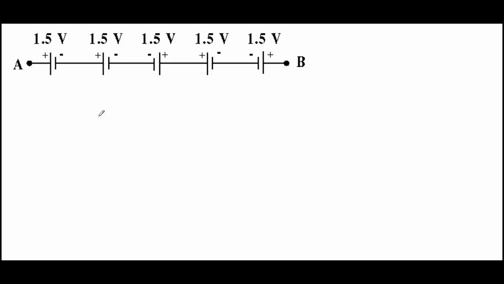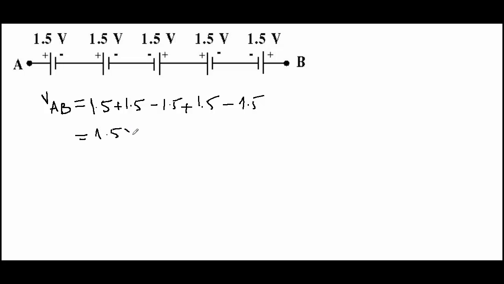Okay, so VAB equals the algebraic sum of voltage rises and voltage drops. So we have voltage drop, voltage drop, voltage rise, voltage drop, voltage rise. That is 1.5 plus 1.5 minus 1.5, this value here, plus 1.5, this one here, minus 1.5. So the total is 1.5 volts. That's it.